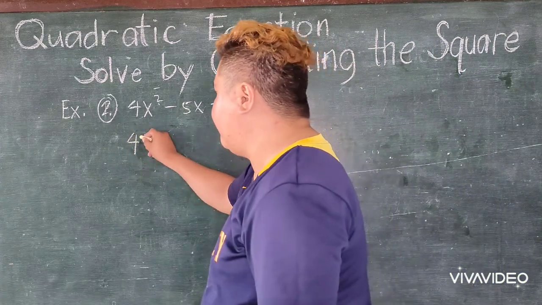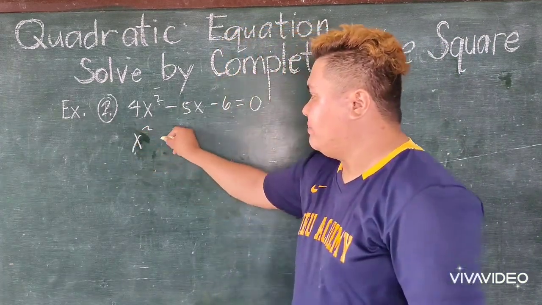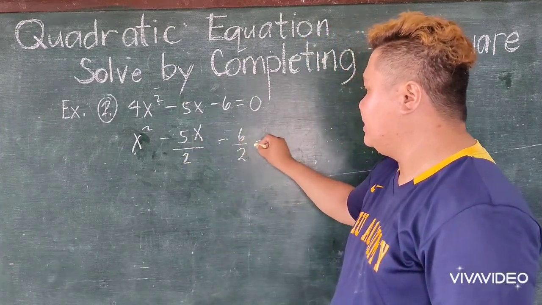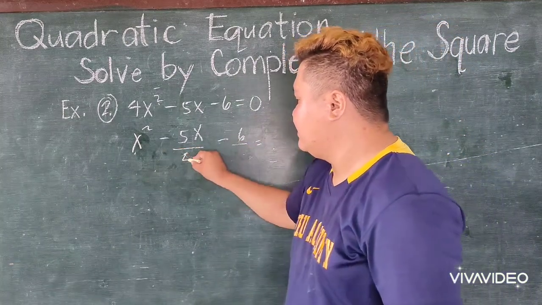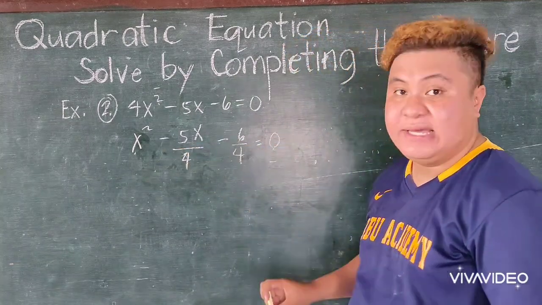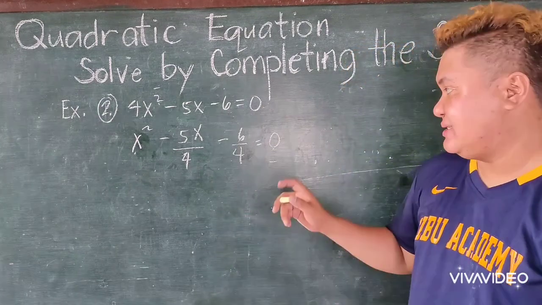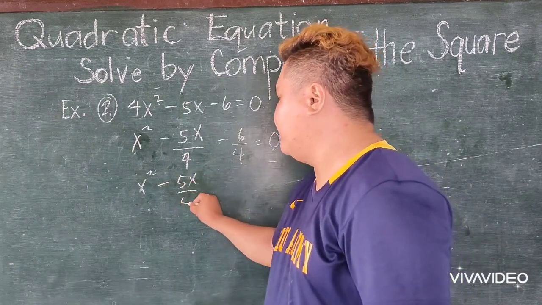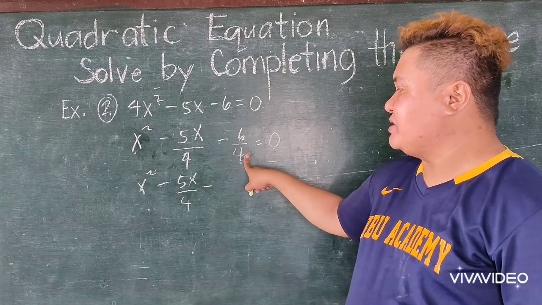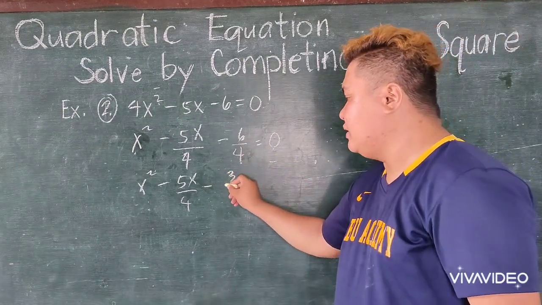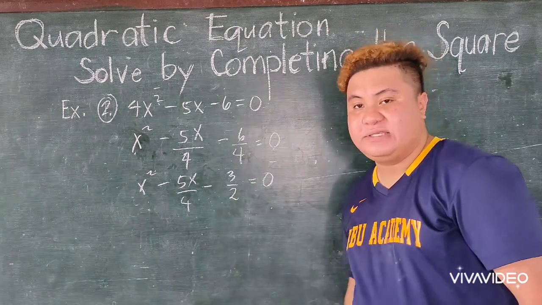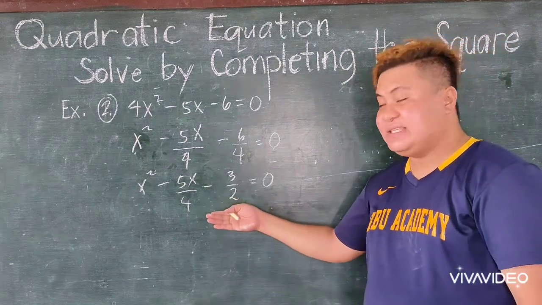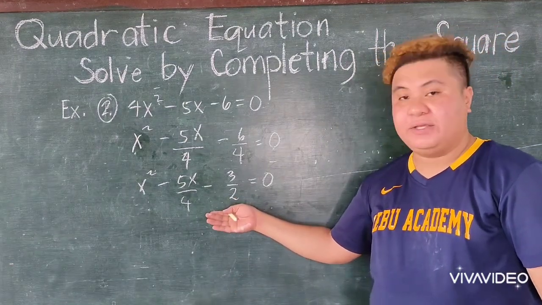So we have x squared minus 5x over 4 minus 6 over 4 equals 0. And now, let's simplify. We have x squared minus 5x over 4 minus, dividing the 6 and the 4 by 2, 3 over 2 equals 0. And now, what we are going to do is we need to transpose this value to the other side.